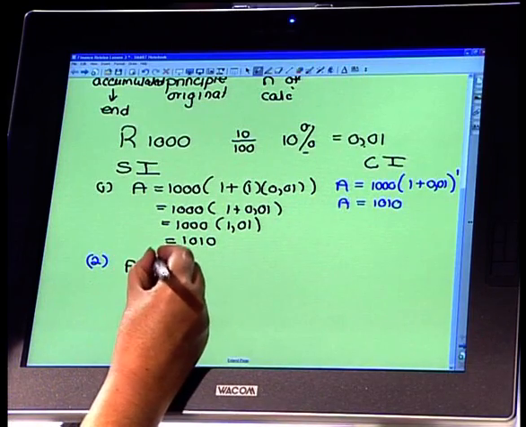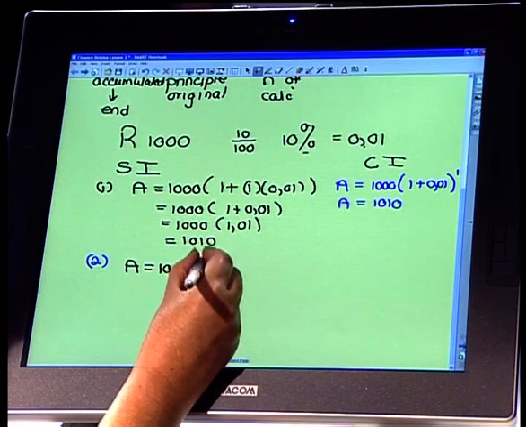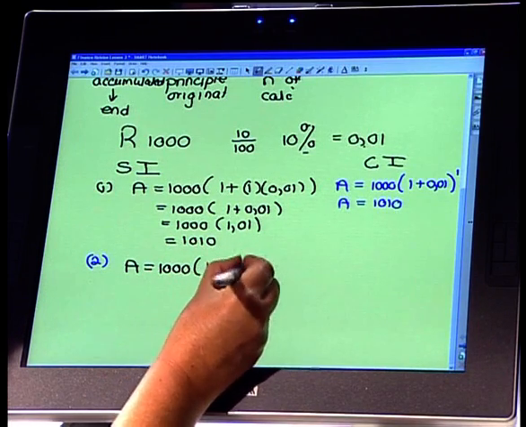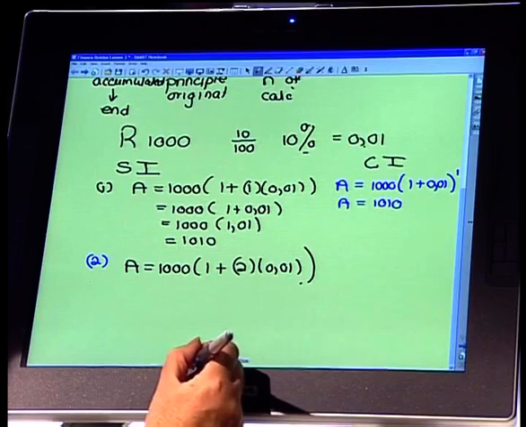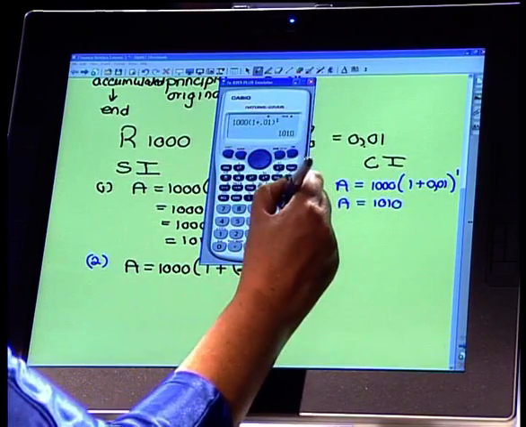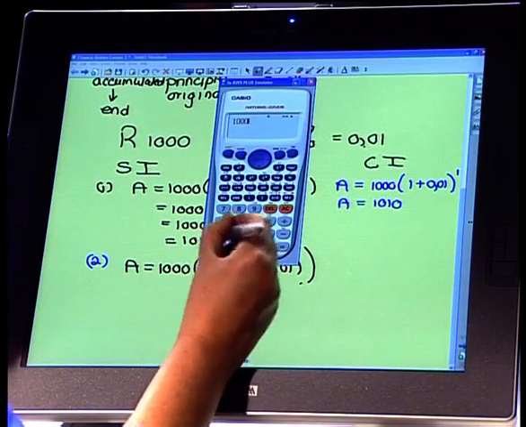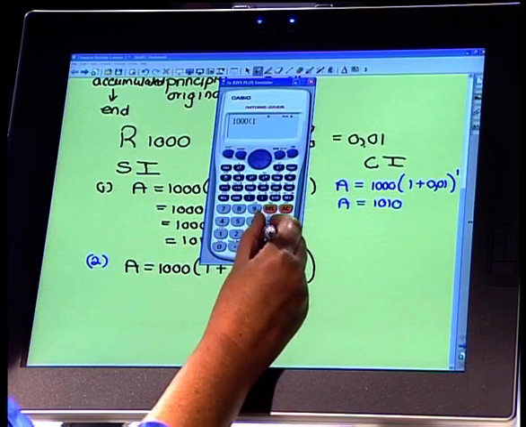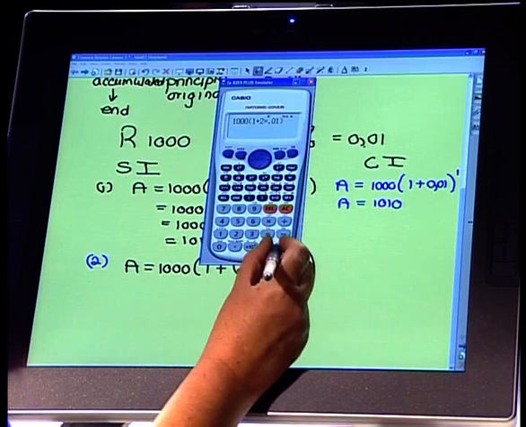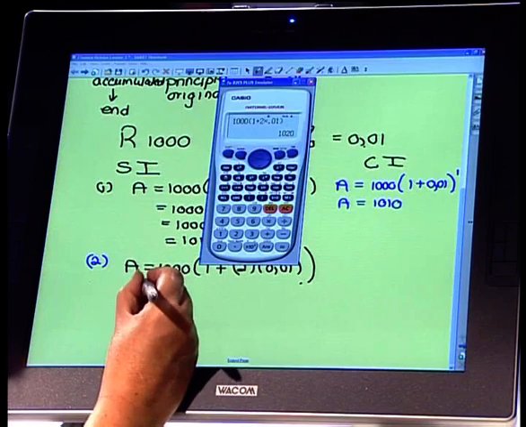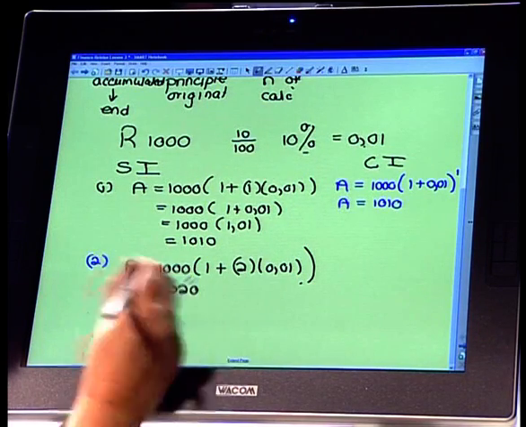So after 2 years, let's have a look, and we see now with a simple interest, we've got 1,000, 1 plus 2 times 0,01. And let's pull up our calculator. Let's clear it. It's 1,000, open the brackets, 1 plus 2 times 0.01, close the brackets, equals. And we see that we've got 1,020.